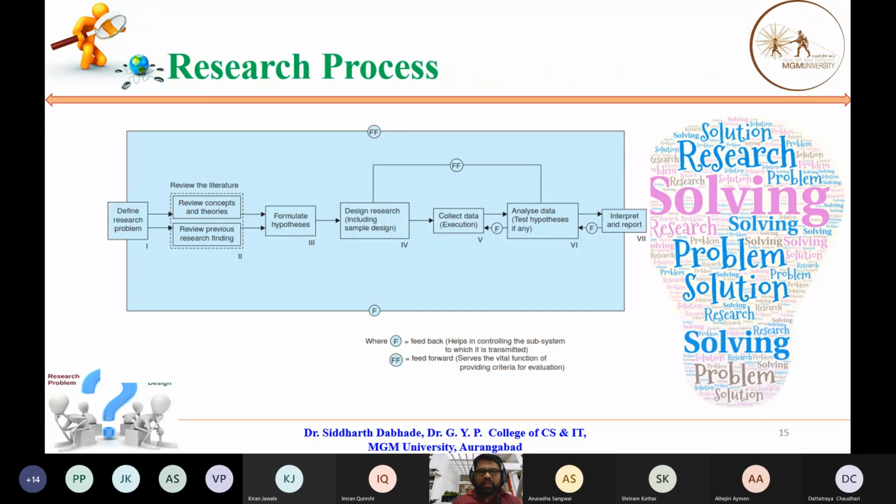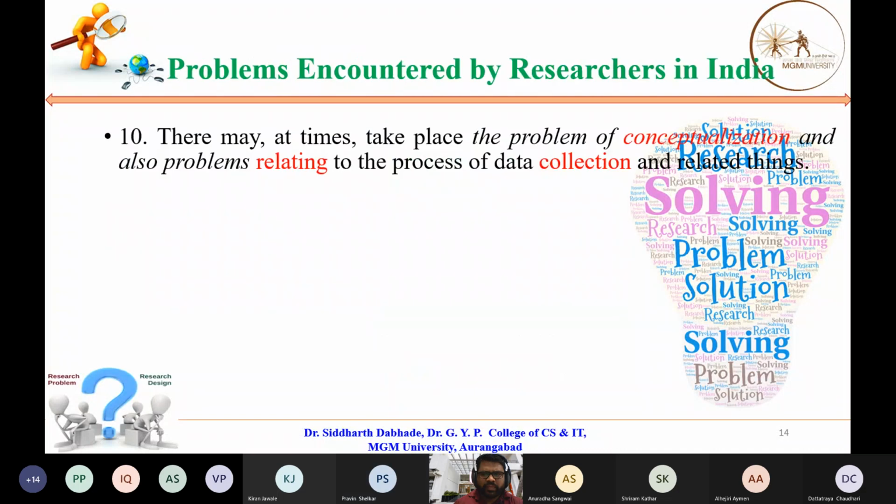If you remember this figure, which is in your research book, Research Methodology written by Kothari, this is the research process. Yes. Please repeat the conceptualization concept.